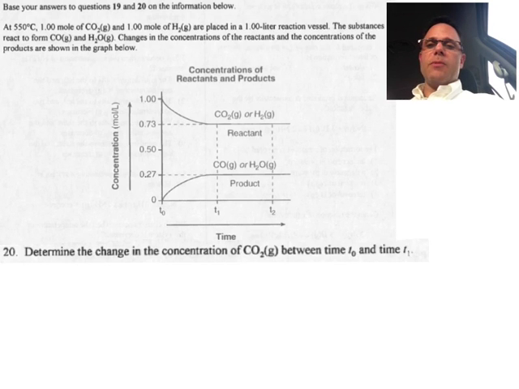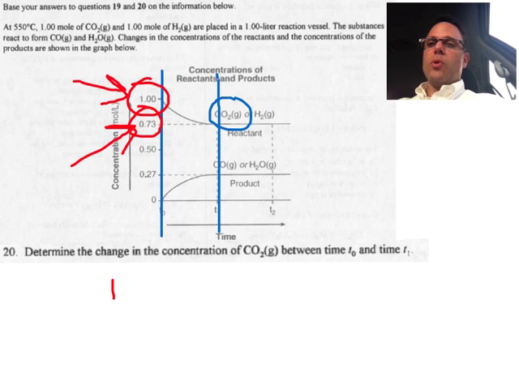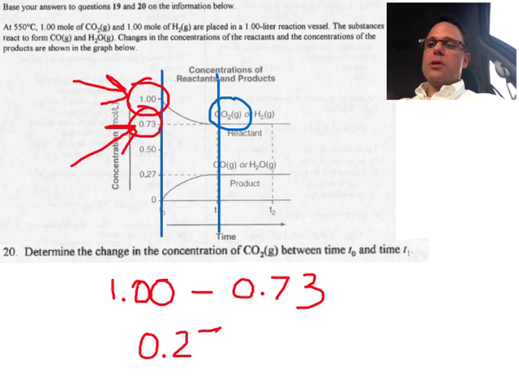Now here is our second question for the same diagram. It is: determine the change in concentration of carbon dioxide gas between times T0 and T1. So here is T0, here is T1, talking about carbon dioxide. So what is the change in concentration? It's starting right here, going to there, and determine the change. What is that change? Well, 1.00 minus 0.73. The change in concentration is 0.27 moles per liter.